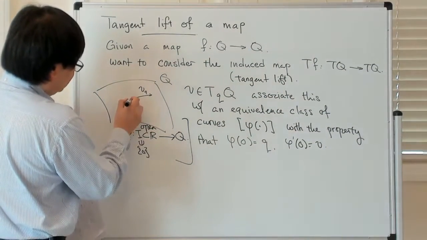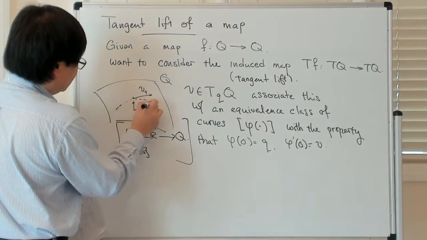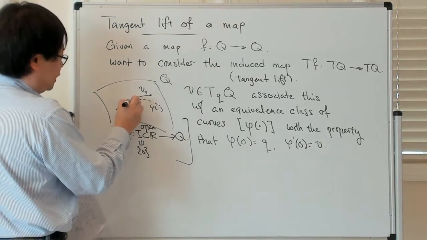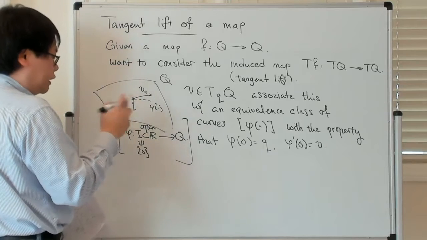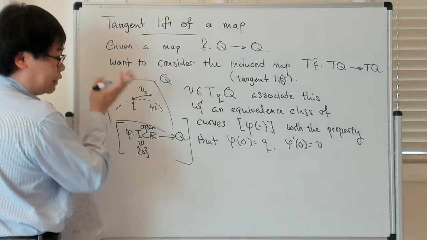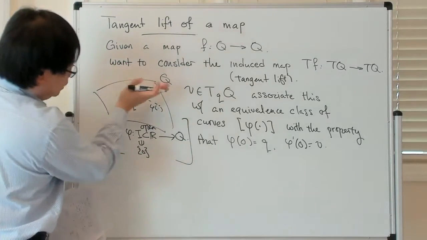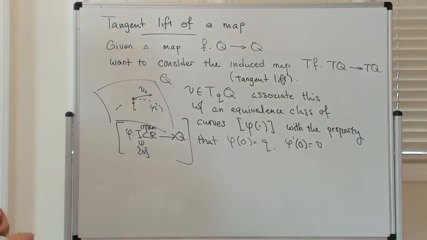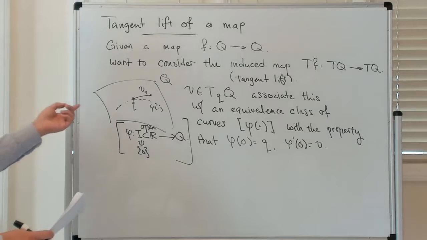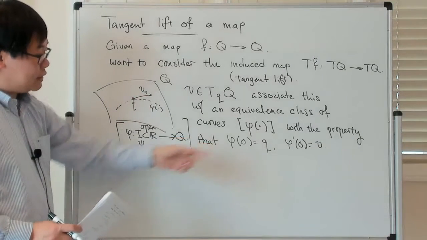More or less, what I'm saying is that there is a family of curves with the property that at the origin, at time equals 0, you get the point q. And if you differentiate a curve and evaluate it at time 0, you get something in the direction of the vector. So intuitively, you want to identify vectors with families of curves which have this property.